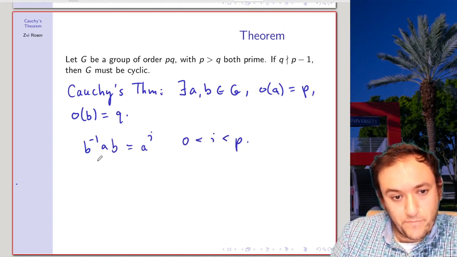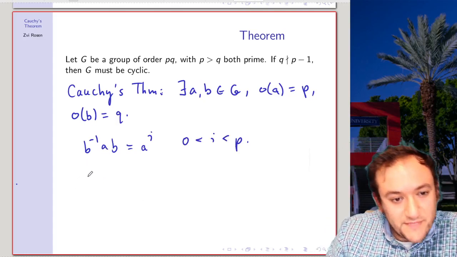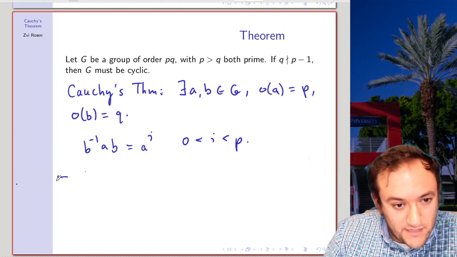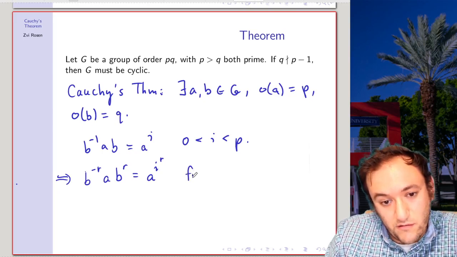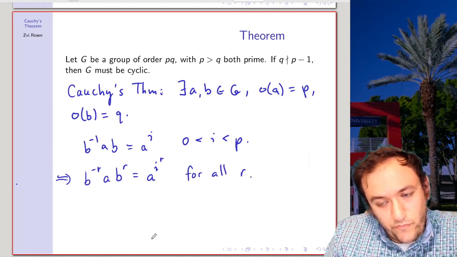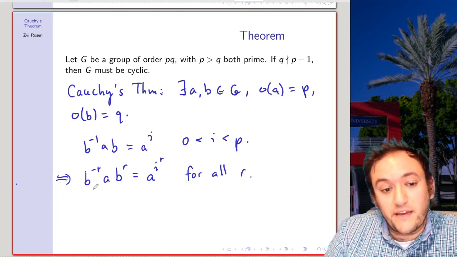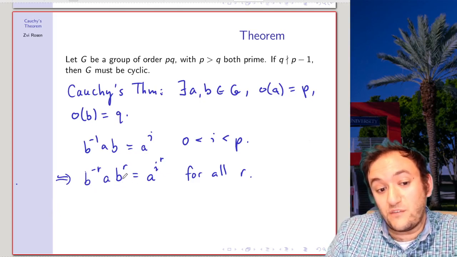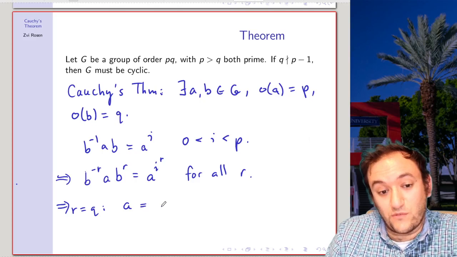Right? And this is actually a result we proved in one of the problem sessions earlier by induction, that this implies B to the minus R, A, B to the R equals A to the I to the R for all R. Because this is true for all R, it's true for Q. But when we plug in Q, we know B to the Q is equal to the identity. So for R equals Q, this tells us A equals A to the I to the Q.